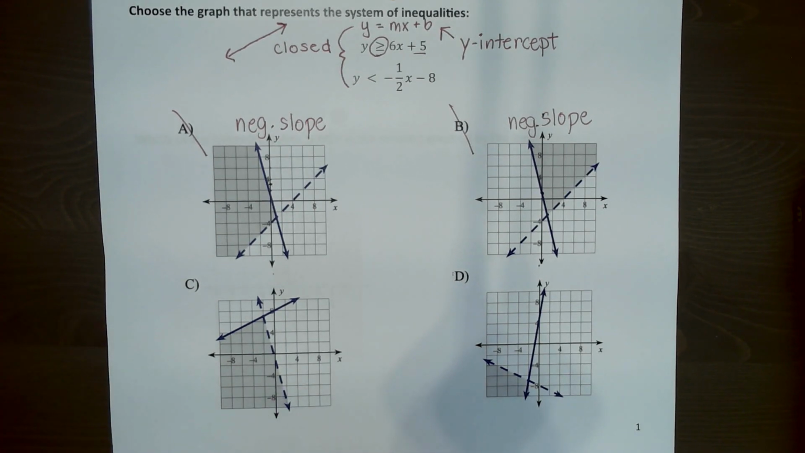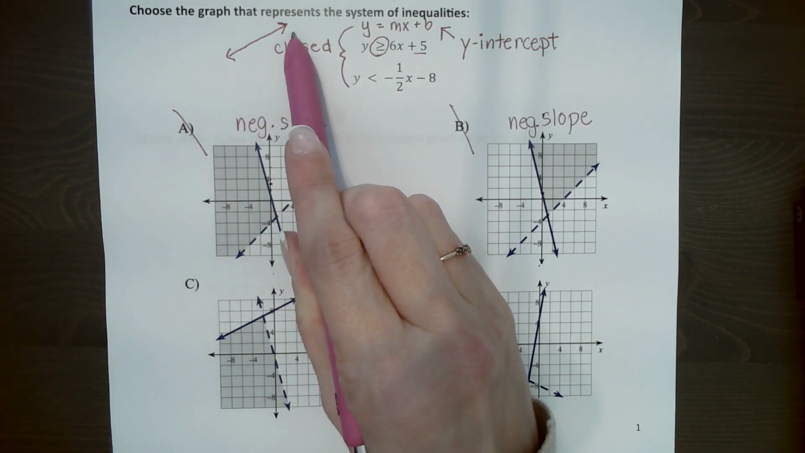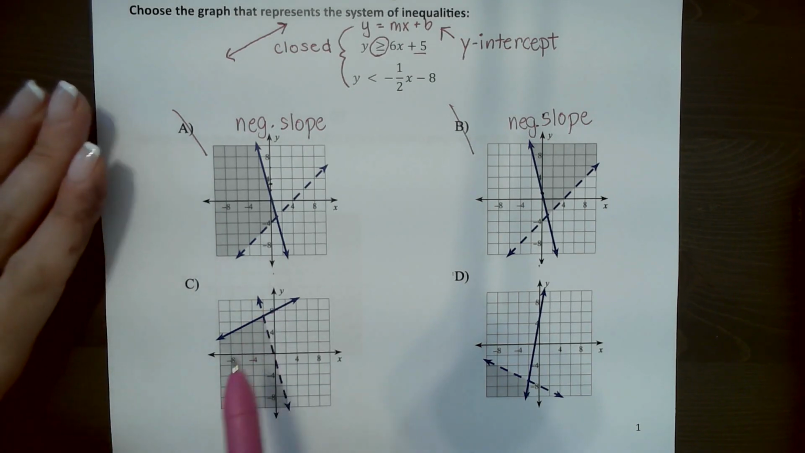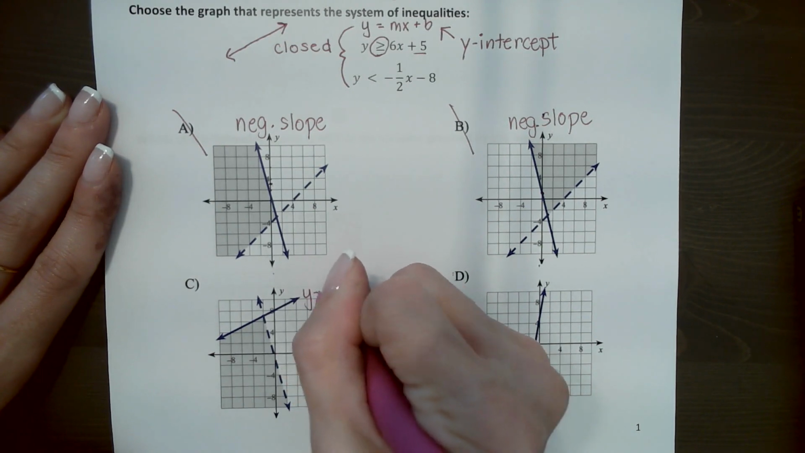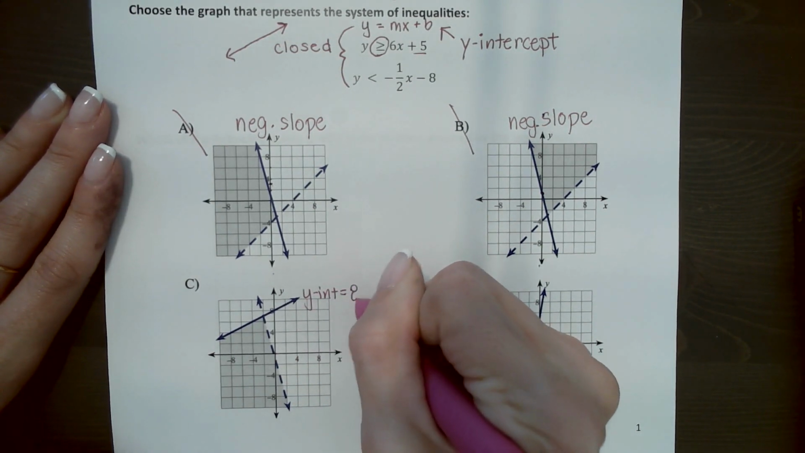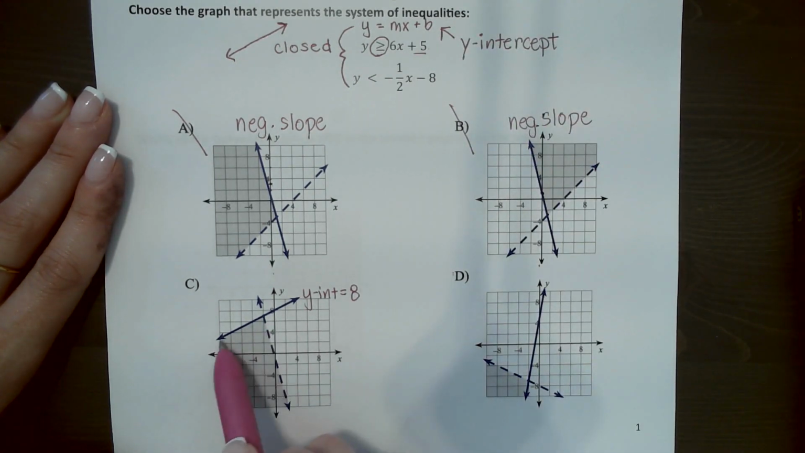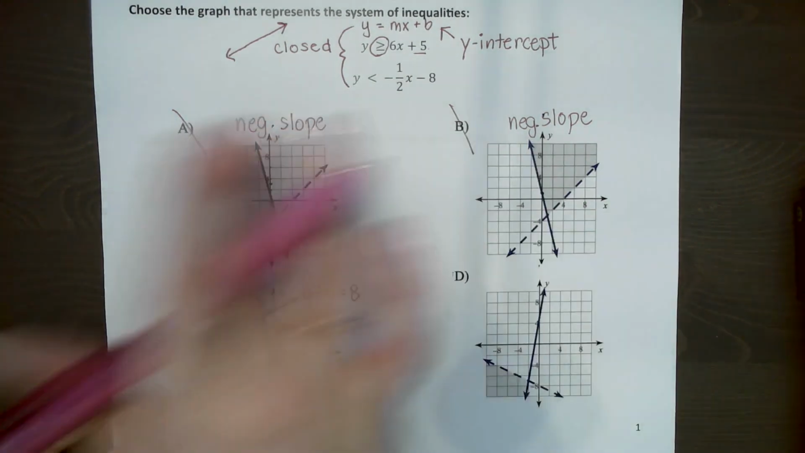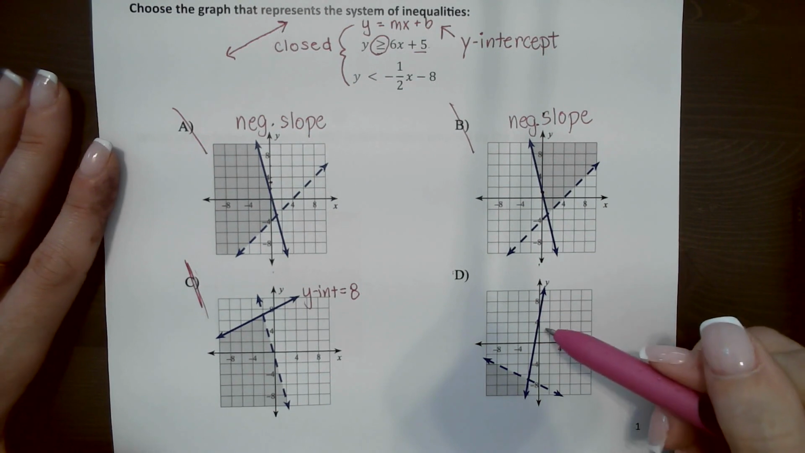Now for C, again, we wanted a graph that had a solid line going up towards the right with a y-intercept of 5. Well, on this graph, we do have a solid line going up to the right, but this y-intercept is 8. And we want a y-intercept of 5 for the solid line. So we can eliminate that one, but we don't want to make the assumption that D is correct, just in case we made a mistake on one of these. So we want to double check our graph for option D.